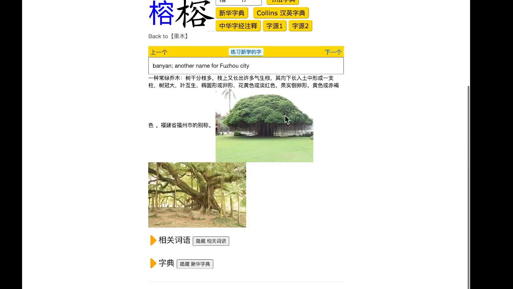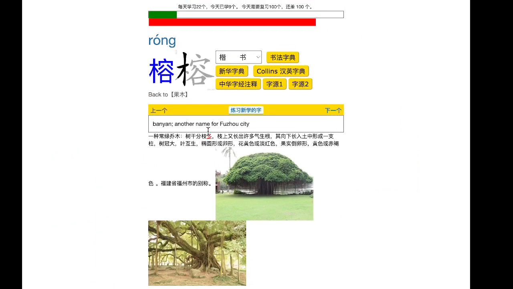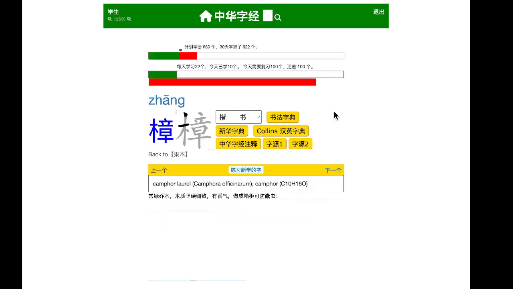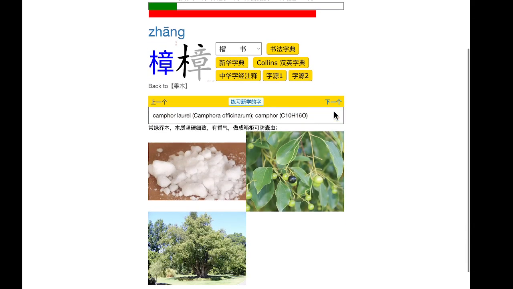Banyan trees are rong. And this is also Fuzhou, the city, which is also called rong in its abbreviated form. Zhang. This on the right is also Zhang, which is sometimes the last name Zhang. Li Zao Zhang is what people would call it, because this is Li and this is Zao. But with a tree, it is the camphor laurel tree.